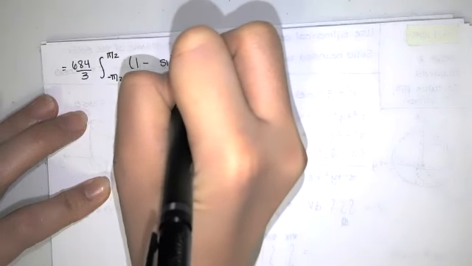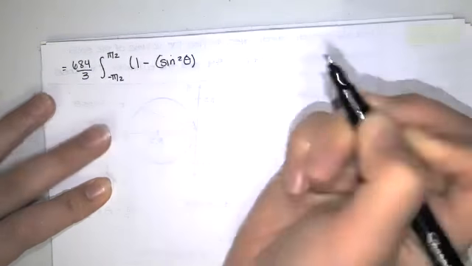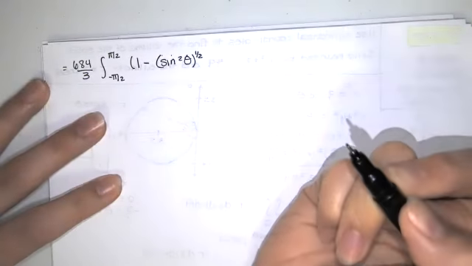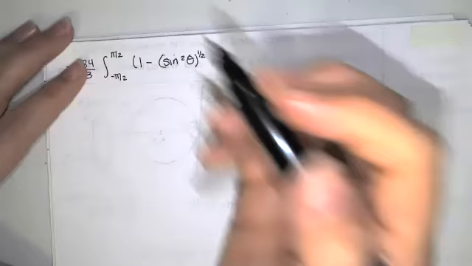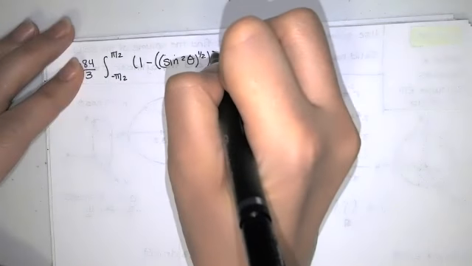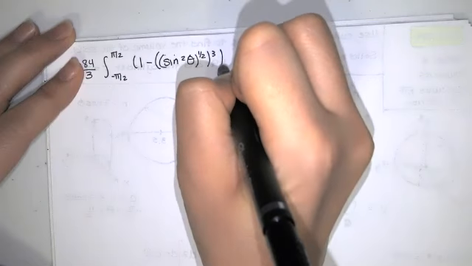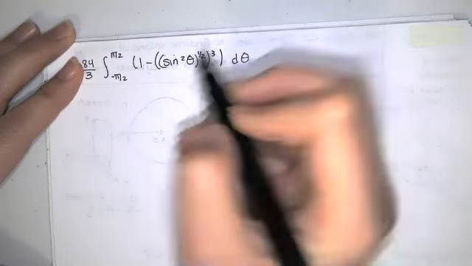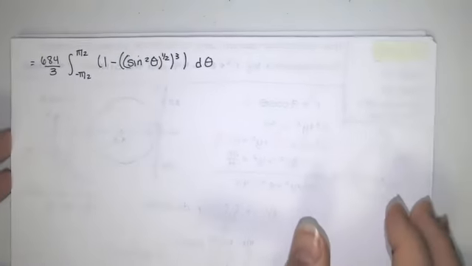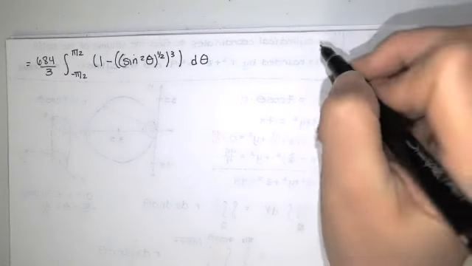So we've got this 686/3 out here. And then we have the integral from -π/2 to π/2 of 1 minus sine squared theta raised to the 3/2 power, which you can think of as the square root of 1 minus sine squared theta, all cubed. The reason we're thinking of it that way is because this is going to have a different value depending on what interval we're on.